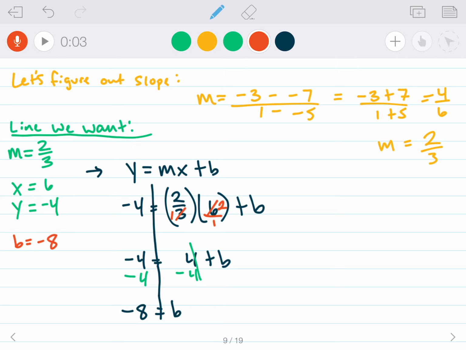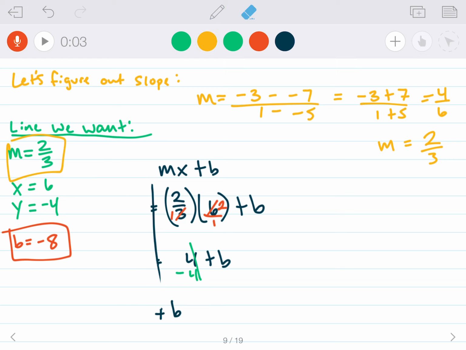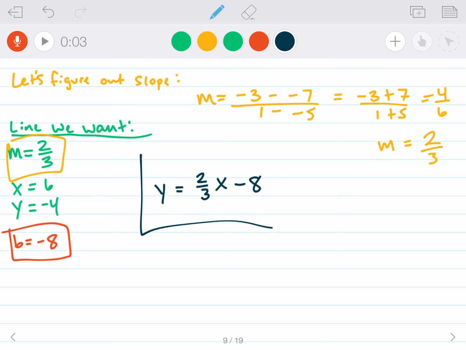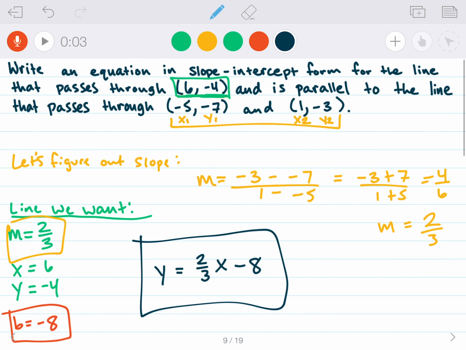Now we have everything we need. We have b, and we also have m, so let's go ahead and write our equation. So our equation is going to be y equals mx plus b, and that is our final answer here. This equation is parallel to this line. It's parallel to this line.